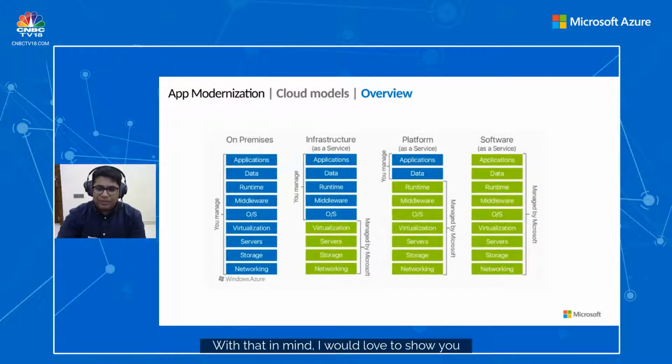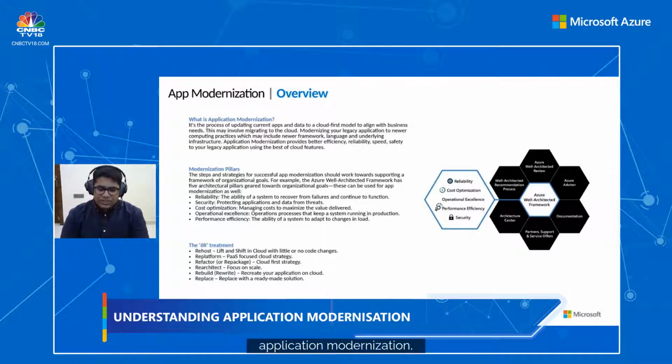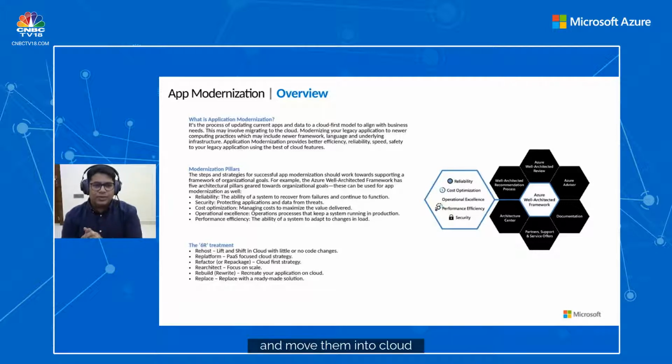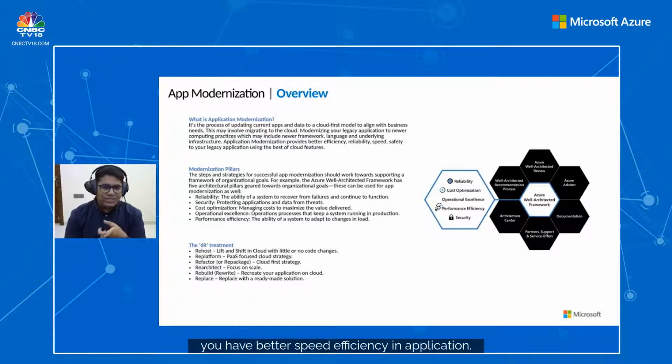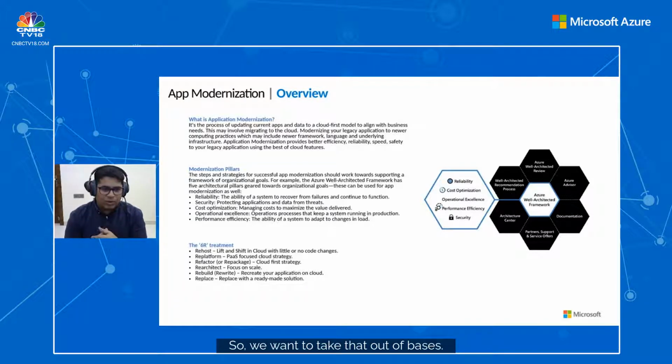I'm sure you're pretty much aware that application modernization is a term used to talk about how we can take your legacy application and move it into cloud, which can give you a new framework. You do not have to worry about the underlying infrastructure, and you get better speed and efficiency in your applications, with the core thing in mind that you focus just on the code of your application to make it better, and not worry about the infrastructure. So we want to take that out of the picture.